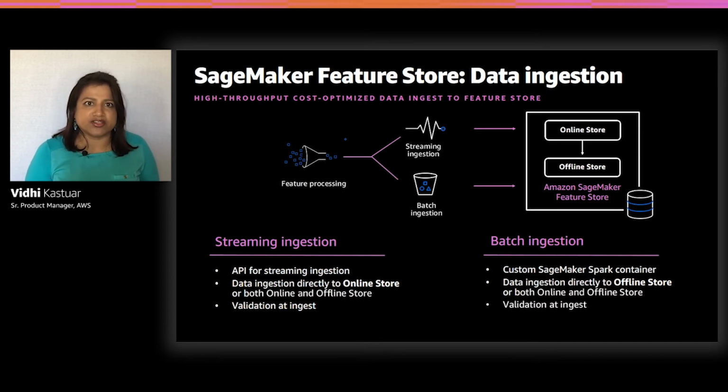You can also do batch ingestion into the SageMaker Feature Store. For this, customers can generate a custom SageMaker Spark container using SageMaker Data Wrangler. With SageMaker Data Wrangler, you can basically engineer your features and generate the feature transformation code as well as the custom Spark container that runs with a SageMaker processing job in order to ingest data in batch into the feature store. This data can be ingested directly to the offline store or both to the online as well as the offline store. And again, the feature store validates this data at ingest against the feature group schema.